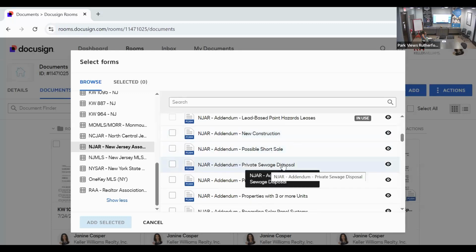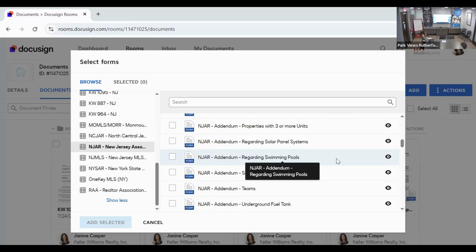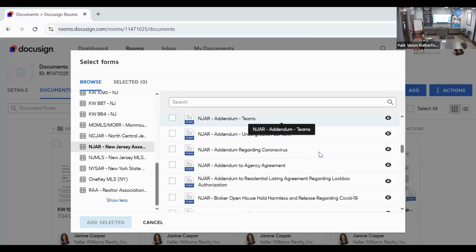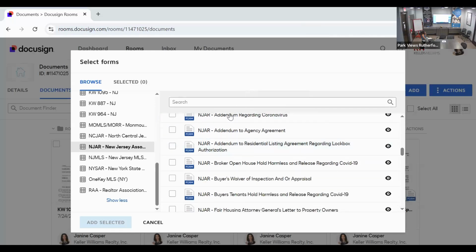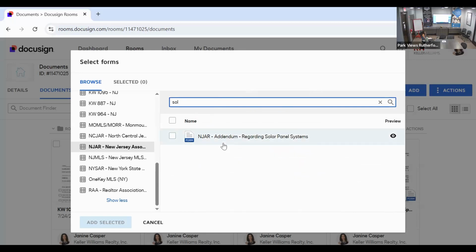Private sewage disposal. This is your septic form. Well testing is in here. Swimming pools. The other big one that I always tell agents to do is the solar panel addendum. This is another document I send to the sellers at time of listing to fill out because it asks, are they owned, are they leased, what's the payment amount, is it monthly, is it quarterly, when did they get it, when's it left? All of this it's easier to send, again, have your sellers fill it out at time of listing and then attach this to the MLS.